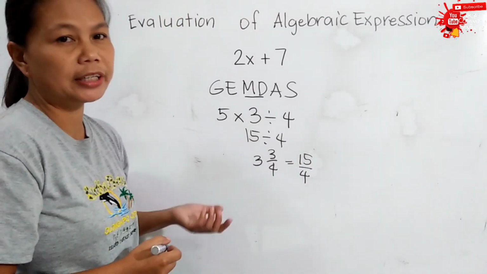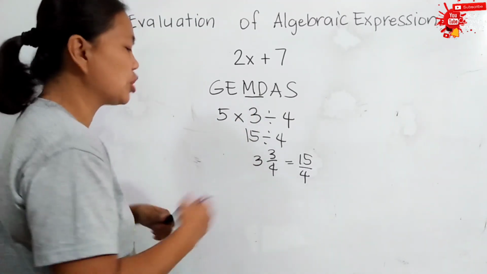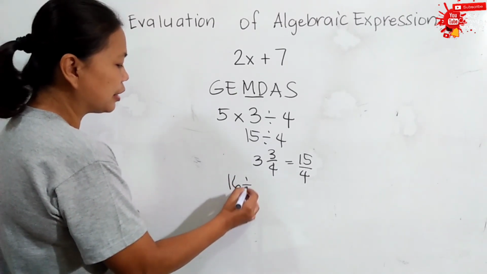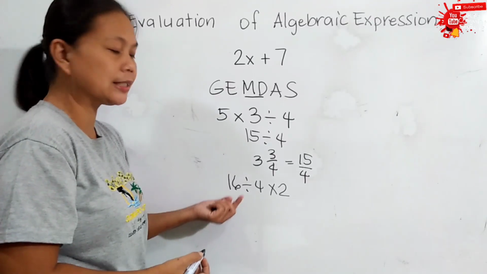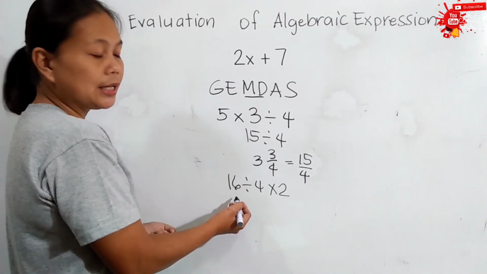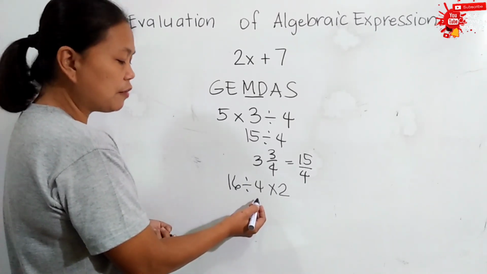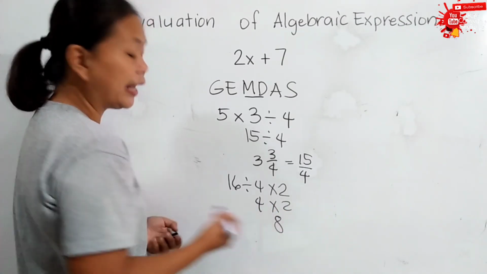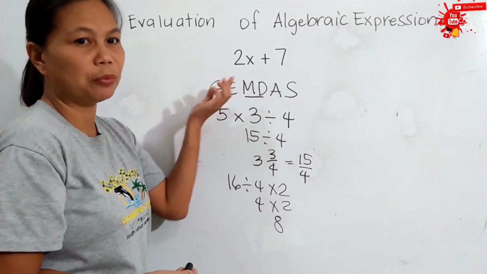Now, if ever division comes first before multiplication, so for example, we have here 16 divided by 4 times 2. So if we are given here 16 divided by 4 times 2, we will divide first, then followed by multiplication. So we have here 16 divided by 4, so we have 4 times 2, so we have 8. So this is how we simplify MD in our GEMDAS.